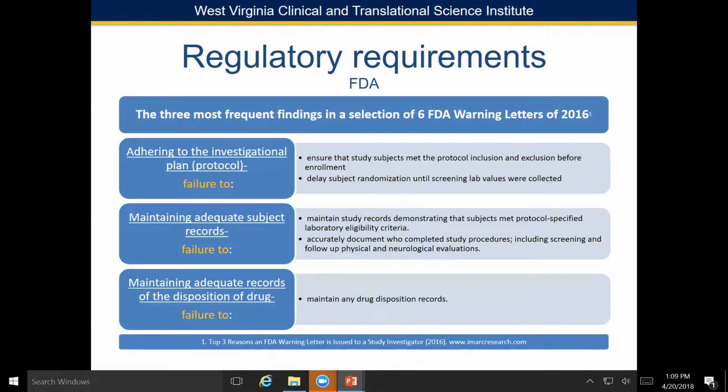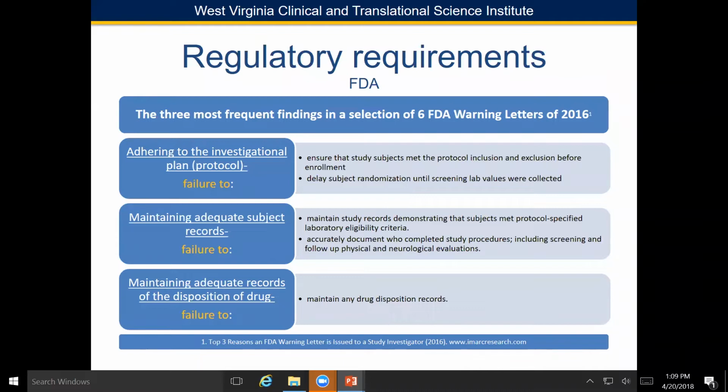This is from the three most frequent findings in a selection of six FDA warning letters of 2016. The first one related to the failure to adhere to the protocol. It includes ensuring that study subjects met the protocol inclusion and exclusion criteria before enrollment, and delay of subject randomization until the screening lab values were collected.